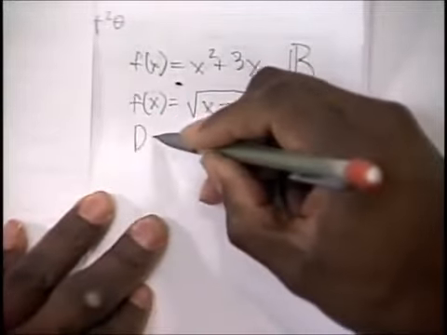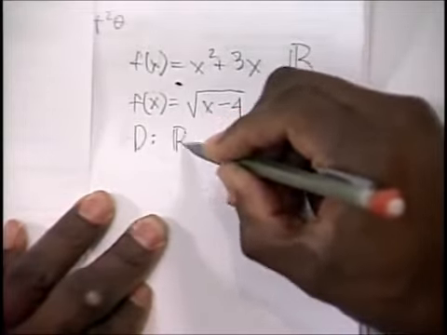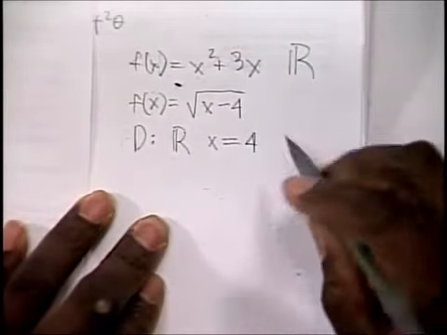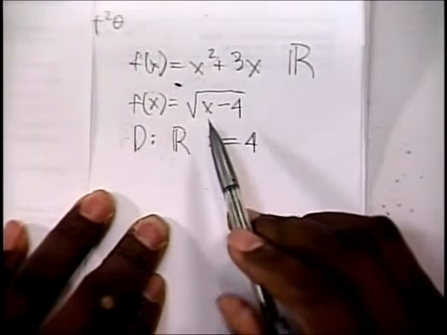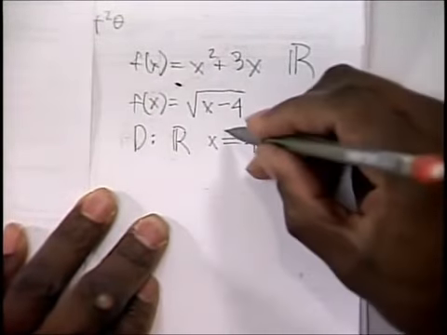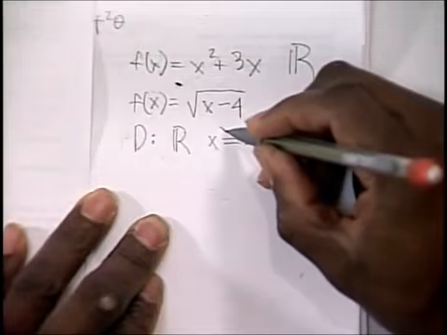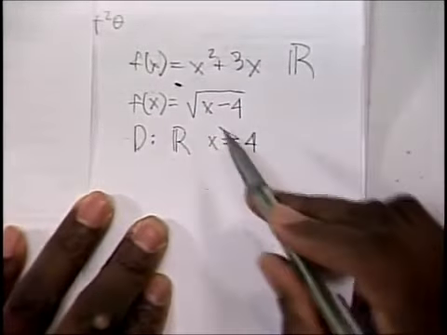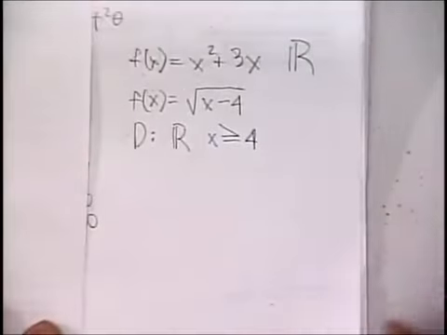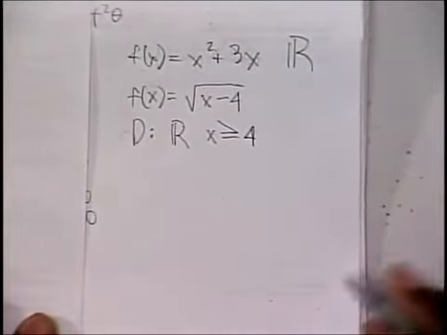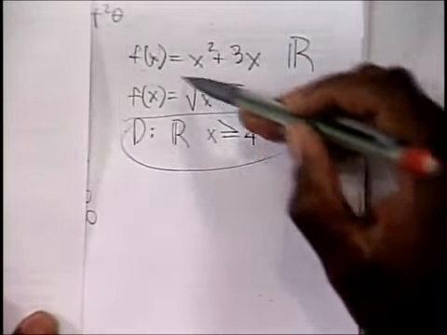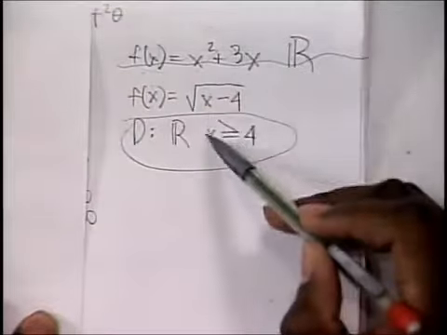The domain here is all real numbers where x can be equal to 4, because the lowest number under the radical can be 0. So if you put a 4 there, you get 0 and it's legal. But you can also have numbers greater than 4, like 5, 6, or 7. So the domain is all real numbers greater than or equal to 4. I don't want to confuse you. This is the domain of that.